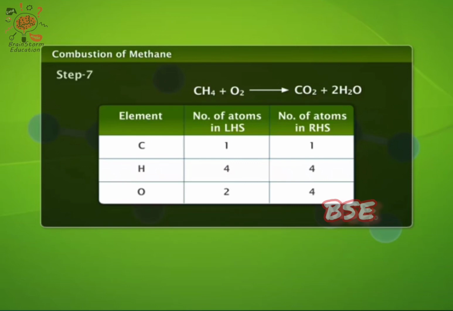Write down the number of atoms present on both sides of the arrow of the revised equation. Again, check whether all the atoms are balanced. Balance the atoms of the remaining elements, here oxygen. Write down the balanced equation.